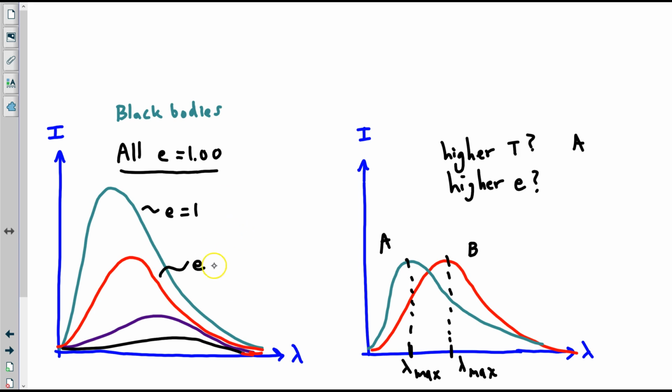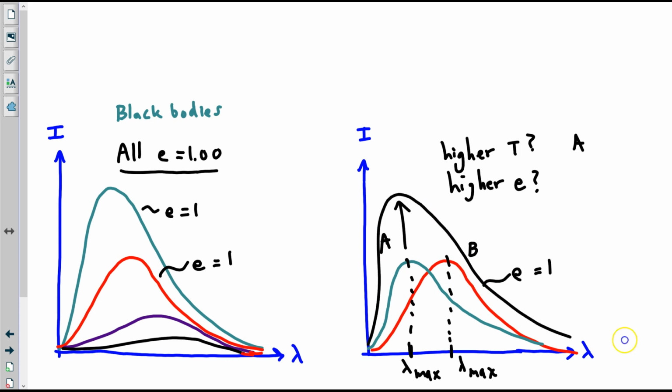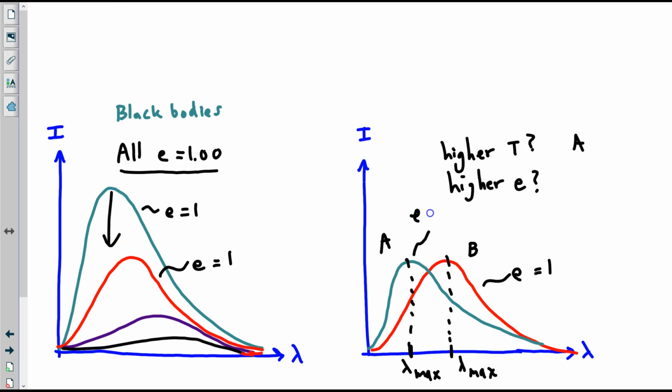The red curve is still ideal, but the blue curve is supposed to be higher. If you're at a higher temperature, you're supposed to emit more radiation. So we can clearly see then that the green curve has been shifted down, and it must have an emissivity of less than 1. So B has the higher emissivity.